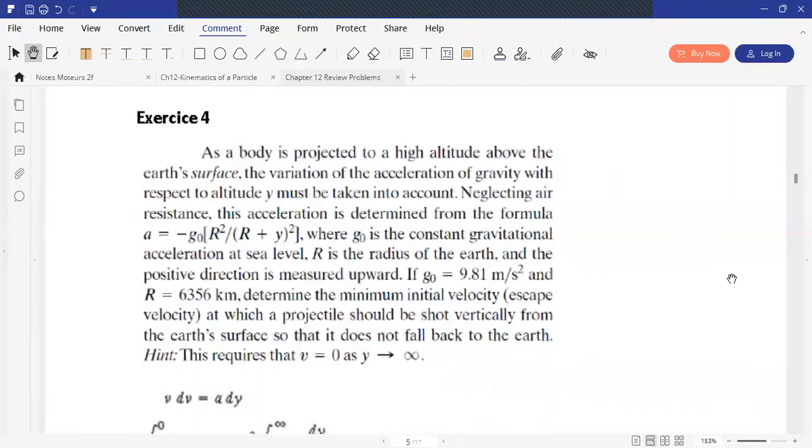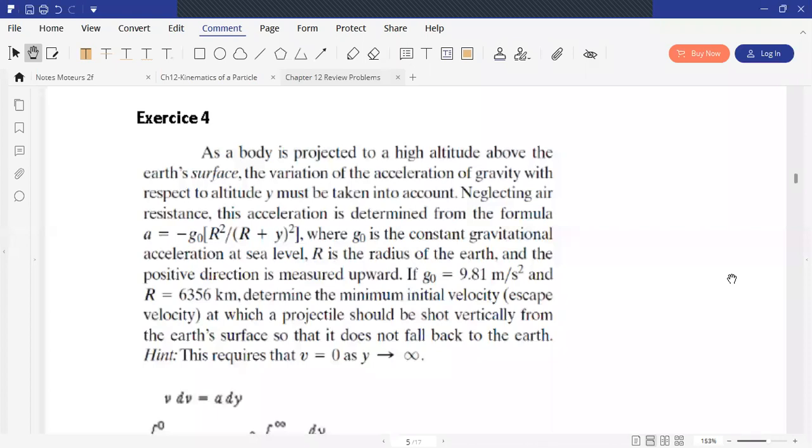If g0 is 9.81 meters per second squared and the radius of the Earth is 6,356 kilometers, determine the minimum initial velocity at which a projectile should be shot vertically from the Earth's surface so that it does not fall back to the Earth. Okay. First, here they gave us a hint, but we will try to think without the hint.